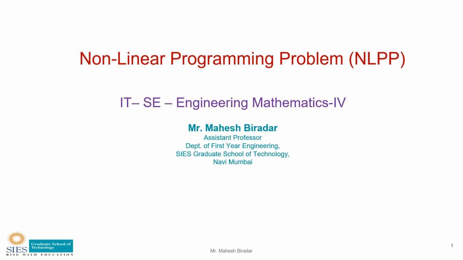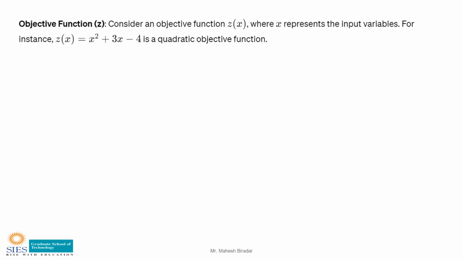Students, let us try to understand some basic terms used in NLPP. Objective function. Consider an objective function z of x, where x represents the input variable. For example, z of x is equal to x square plus 3x minus 4 is a quadratic objective function, which means your highest degree of the variable is 2 here. So this is known as quadratic objective function.